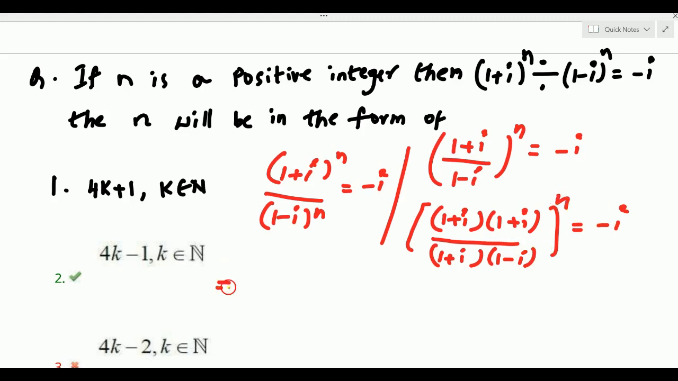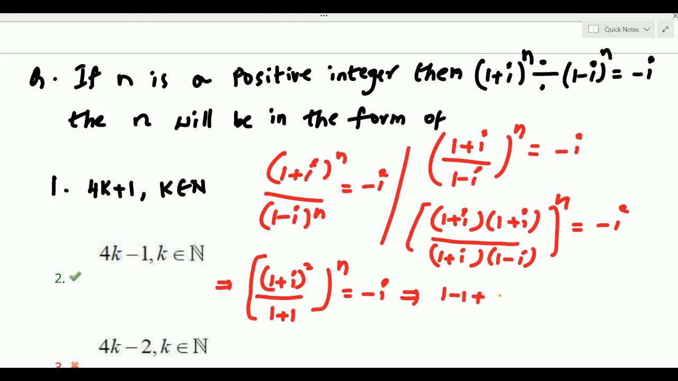Now the numerator is (1 plus i) whole square, and the denominator is (1 plus i) into (1 minus i). As (a plus ib) into (a minus ib) is a square plus b square, a square is 1 square, 1, and b square is also 1. Since a square minus b square i square is minus 1, it becomes 1 plus 1. Whole power n is equal to minus i. The numerator (1 plus i) whole square is in the form of (a plus b) whole square: a square is 1, b square is i square, which is -1, plus 2ab, that is 2i, by the denominator 1 plus 1, which is 2, overall power n is equal to minus i.